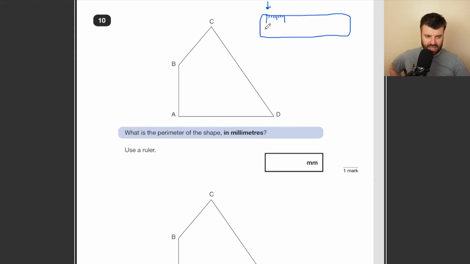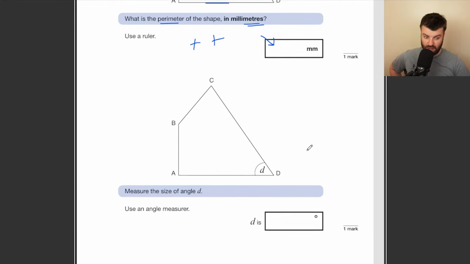If I've zoomed in, it might say 0, it might say 1 centimeter. That is not a millimeter. Each of these small lines in the middle would be a millimeter. There are 10 millimeters in a centimeter. So be really careful that you do measure it in millimeters when you get this. And for perimeter, you'd have to measure 1, 2, 3, 4 sides and then add them all up.